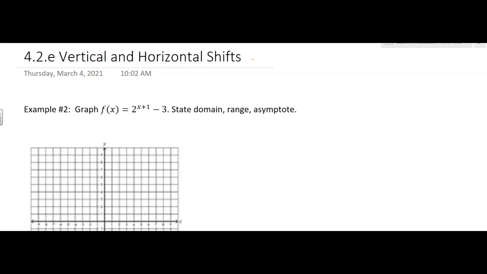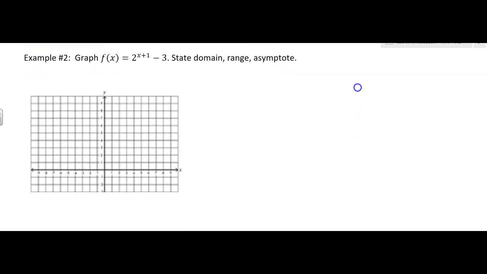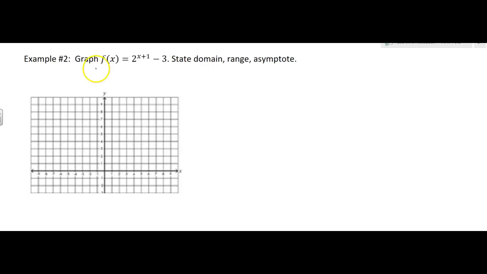Okay, so we're going to put this idea together with vertical and horizontal shifts. So they give us this function that we're going to graph. Now, notice the base here is 2. So that's the parent function we were talking about. It looks like this. And the x-axis is the asymptote. Okay, that's the parent function.